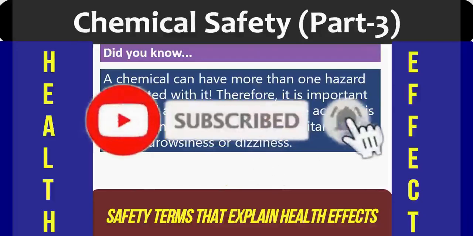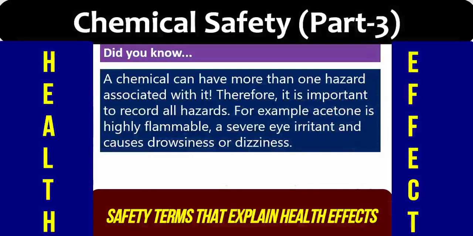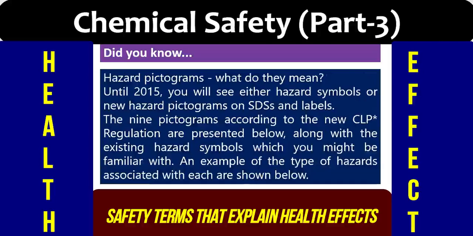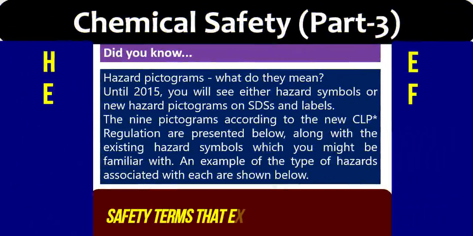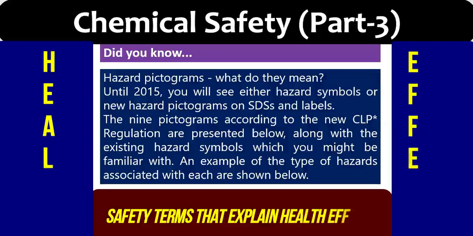So for a user, it is better to understand all hazards of the specific chemical and use safe working procedures and personal protective equipment to protect himself from chemical hazards at work on the job site. Do you know what a hazard pictogram is? What do they mean? Until 2015, you will see either hazard symbols or new hazard pictograms on SDS and labels. The 9 pictograms, according to the new CLP regulation, are presented along with the existing hazard symbols, which you might be familiar with. I'm going to highlight these 9 pictograms.